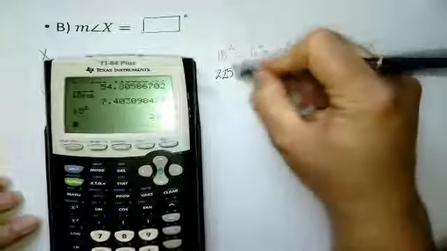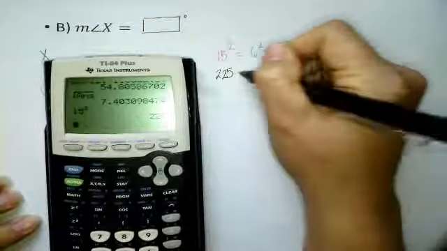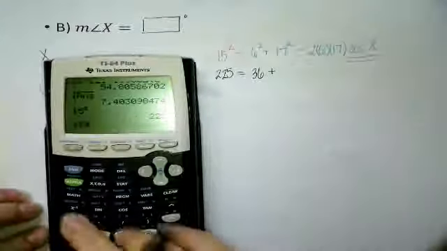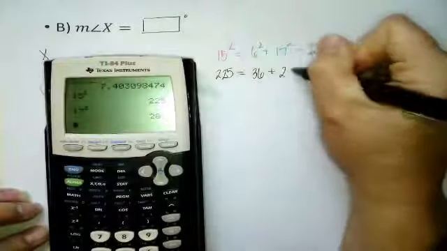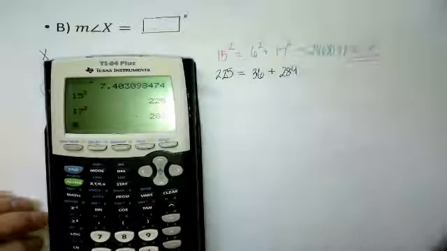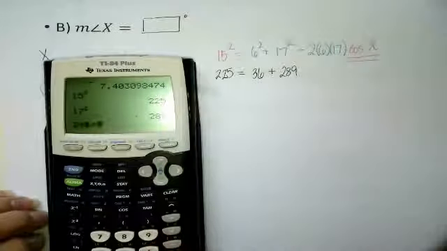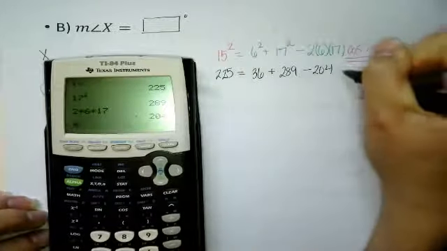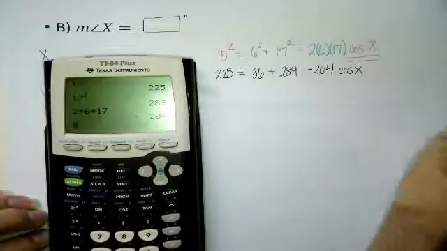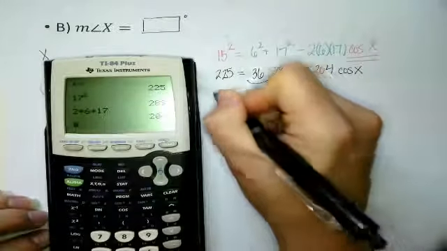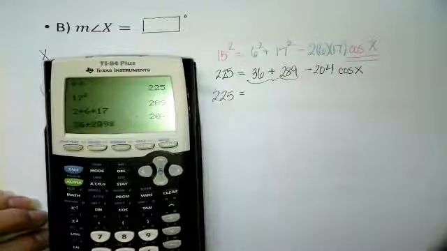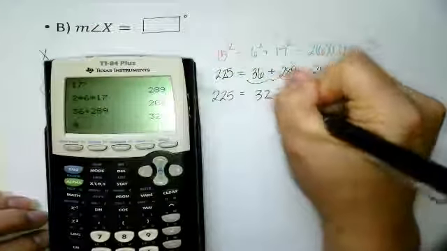Is equal to 6 squared is 36. I don't know what 17 squared is. Oh, I did know that. Okay. And 2 times 6 times 17, so minus 204 times the cosine of x. All right. So I can go ahead and add these things. 36 plus 289 is 325.